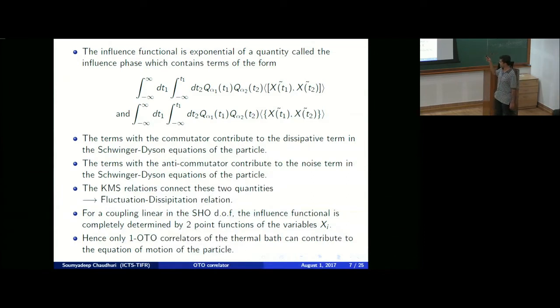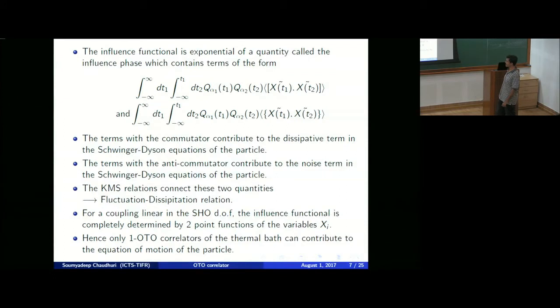Basically there are 2 types of 2-point functions which come up. One is this commutator and another is this anti-commutator. What Feynman and Vernon showed was that these commutators contribute to the dissipative term in the Schwinger-Dyson equations of the particle, whereas the anti-commutators contribute to the noise terms in the same equations. And as Amin mentioned, the KMS relations connect these two quantities, and hence we have a fluctuation dissipation relation in this context.